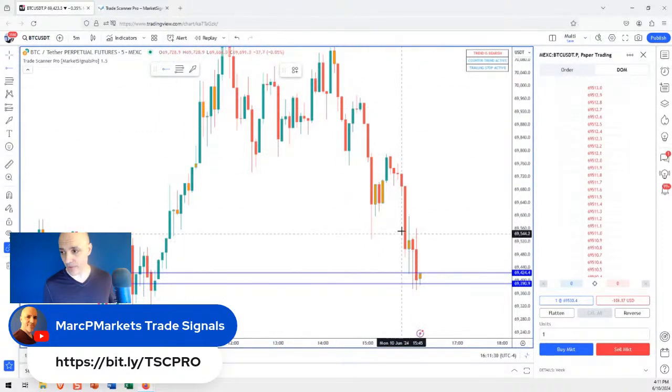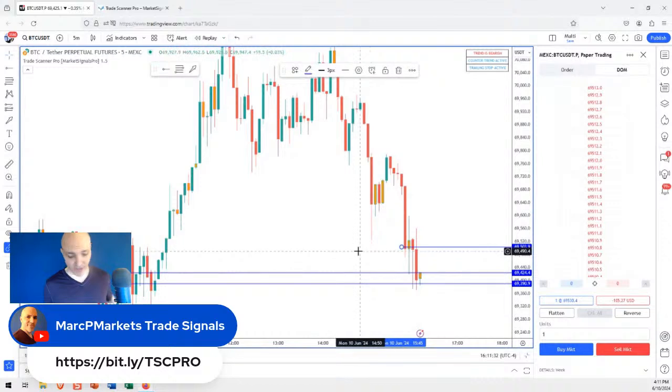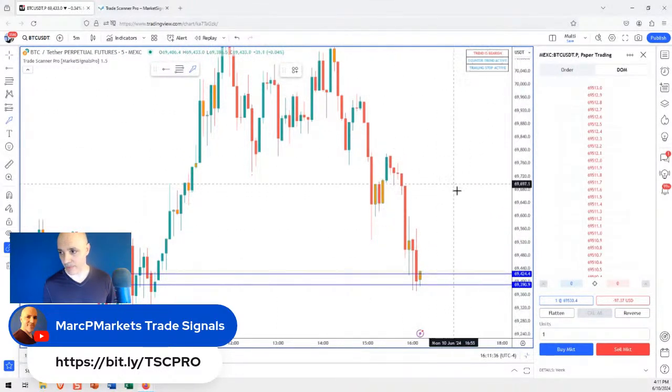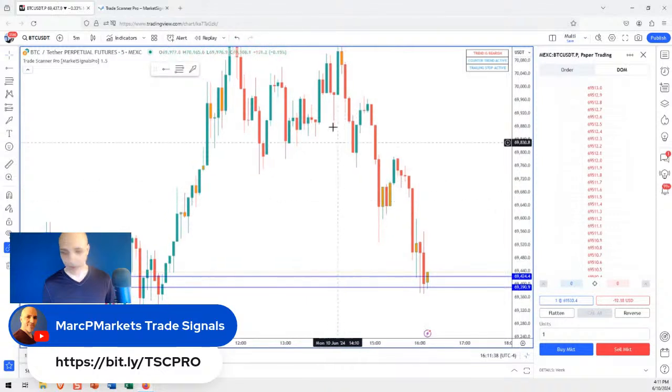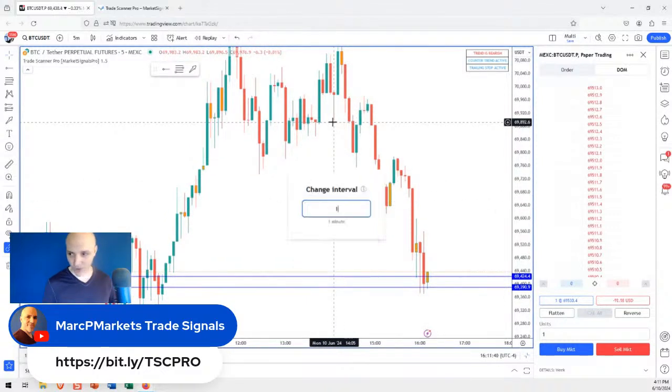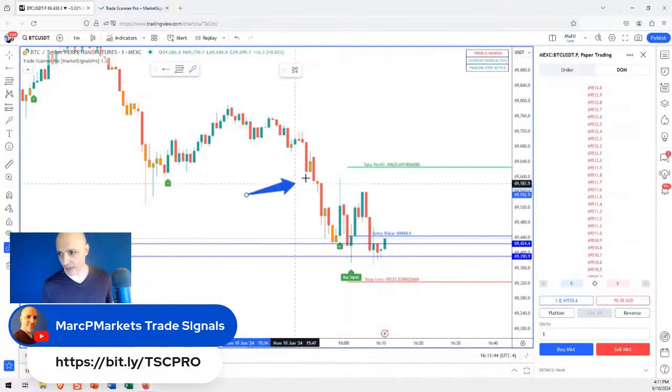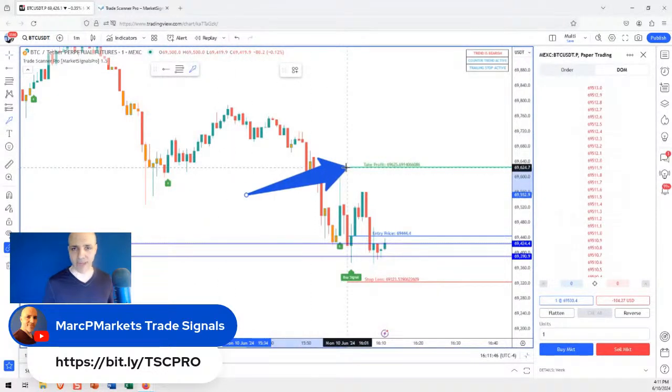Now keep in mind, all I need this thing to do is go up to there, right? I don't need it to run all the way back up to some ridiculous level. This is a day trade. It's a tiny trade, right? And the trade scanner tells me what my expectations should be, like that's where my stop should be, that's where my take profit should be.